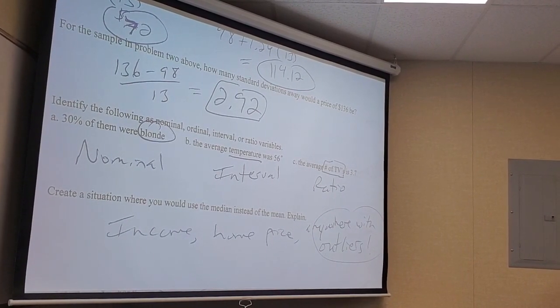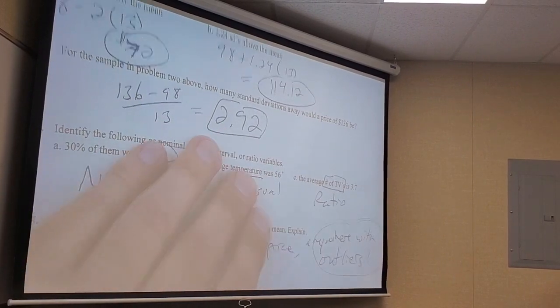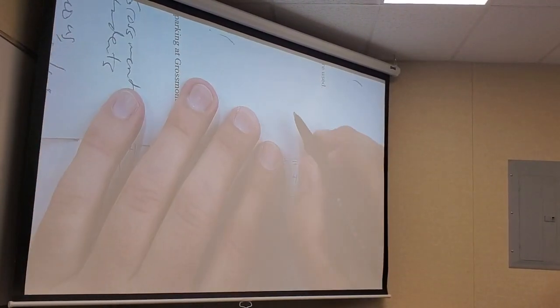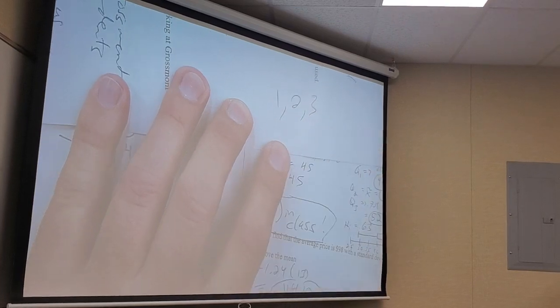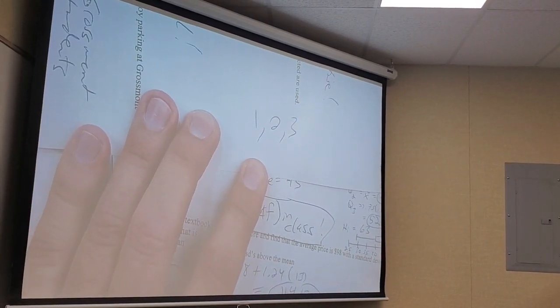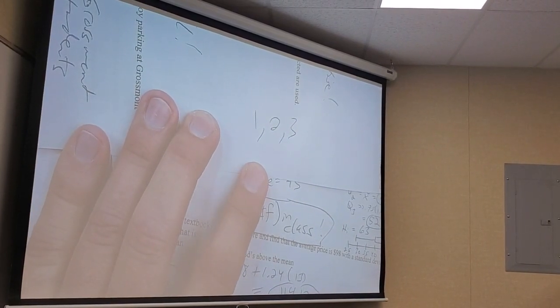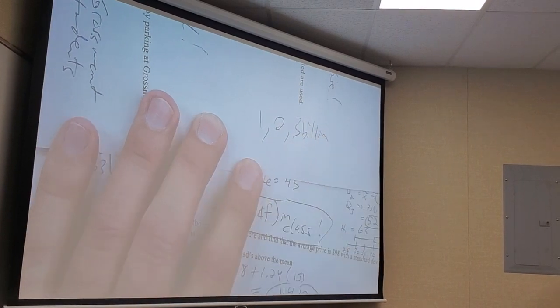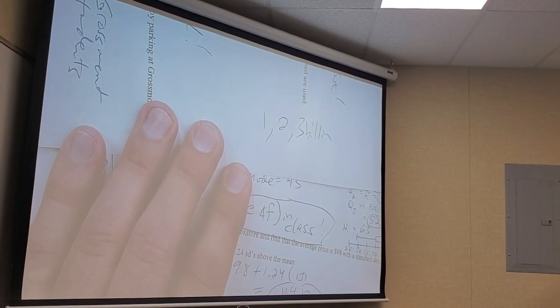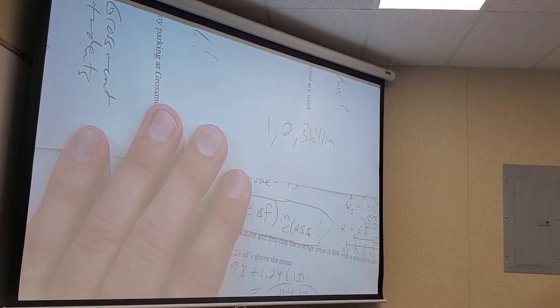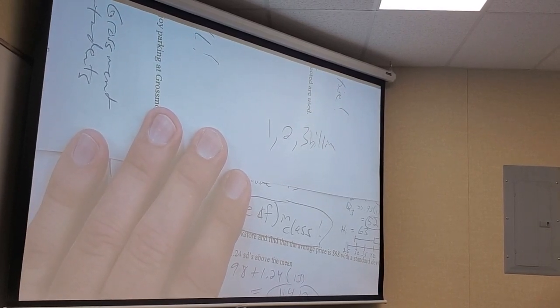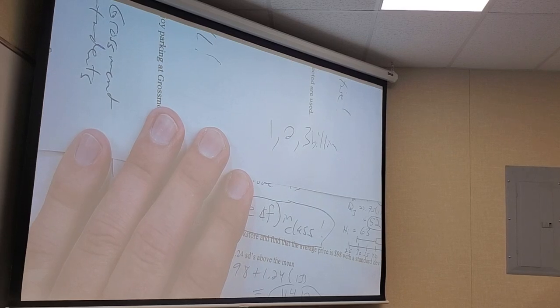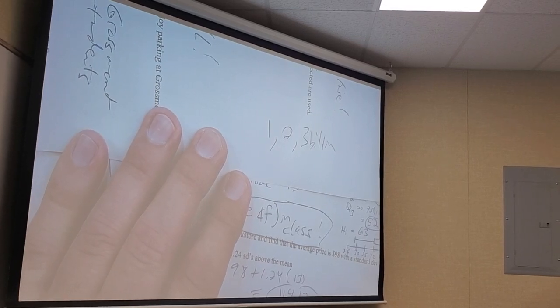You guys with me? So if I had this data, 1, 2, 3, what's the median? 2, right? What if it's 1, 2, 3 billion? What's the median? 2, right? It's the number in the middle. Does the median care what any of the numbers are? No, it just says what's the number in the middle.